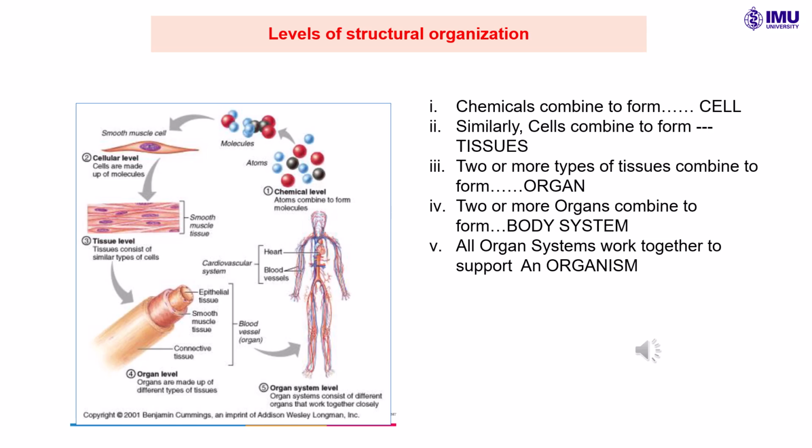Chemicals combine to form a cell. Next, the bigger unit is tissue. Multiple cells join to form a tissue. Examples: nervous tissue, muscular tissue, epithelial tissue, connective tissue. Two or more types of tissue join to form an organ: heart, liver, stomach, brain, etc. Two or more organs combine to form a body system, which we have already learnt. And finally, 11 organ systems work together to support an organism. A human is an organism.